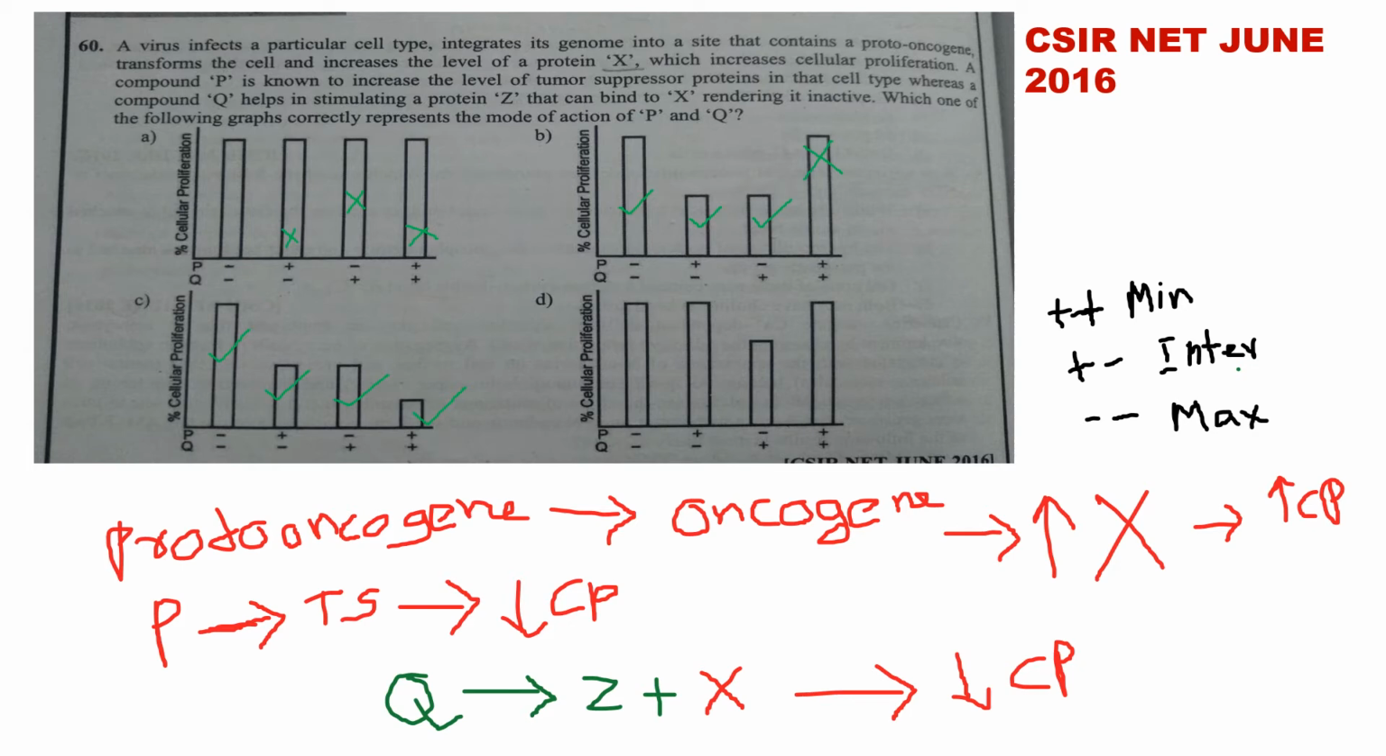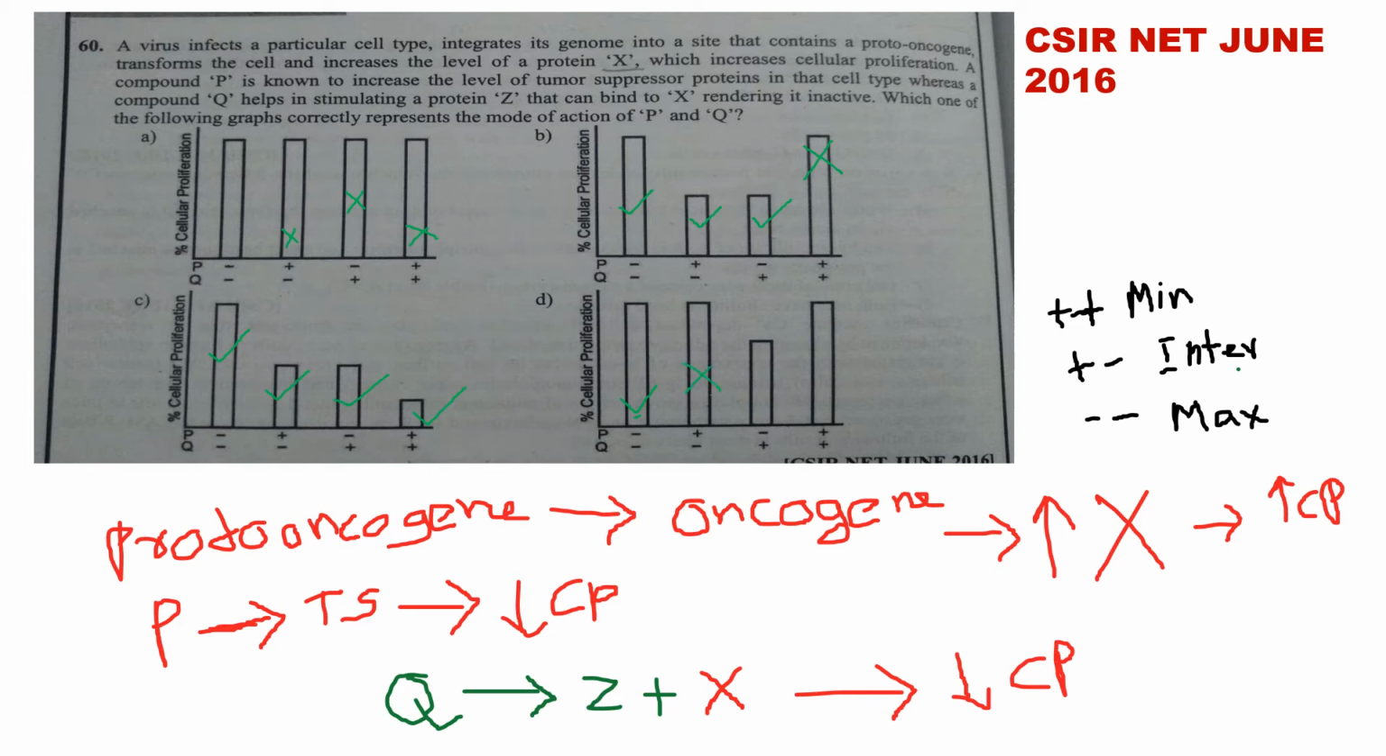Let's see this. Here P is absent, Q is absent. Both are absent. If both are absent, that means maximum cell proliferation. That is correct. Here P is present, Q is absent. Then 50% cell proliferation. But here maximum. So this is not correct.